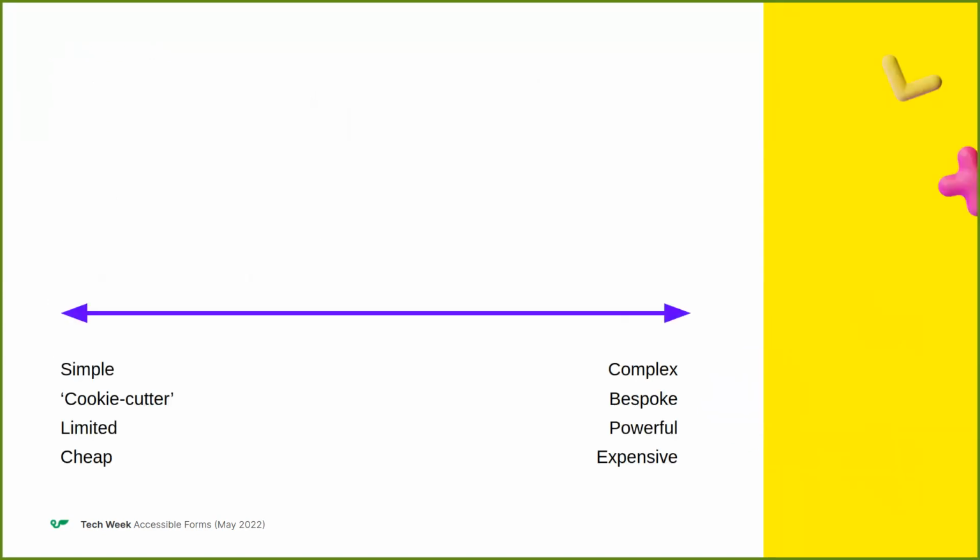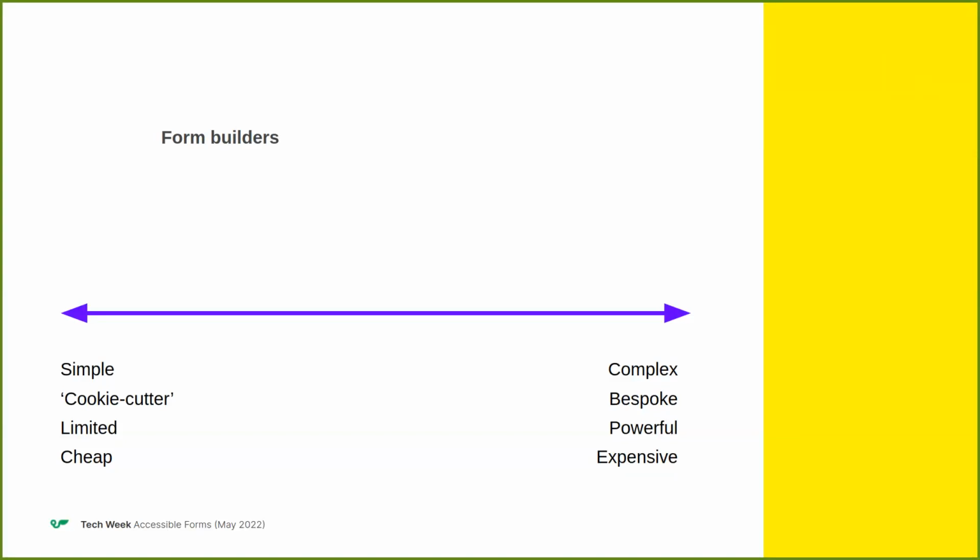So here's how I like to think about it conceptually. Imagine if there's a horizontal line of all of the possible web applications and web forms that could be developed on the web. So on the left, we have website forms that are basic. They have a limited HTML vocabulary and they're relatively cheap to produce. And on the right, we have website forms that are more bespoke, more powerful. They're able to use more accessibility features. And unfortunately, they're also more expensive.